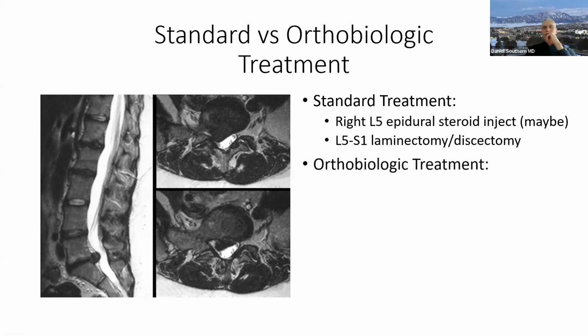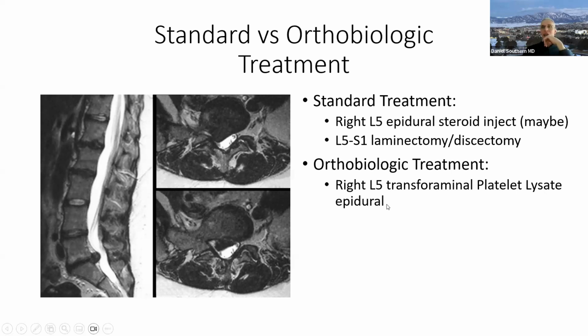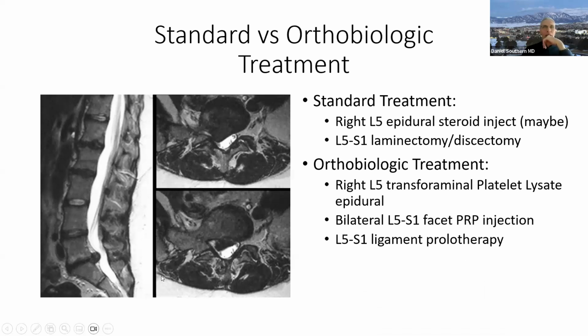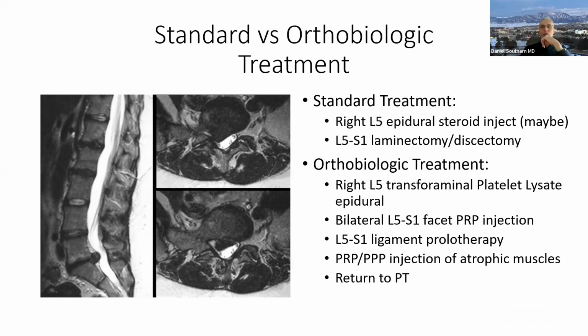What's the treatment in my office? The orthobiologic treatment would include a right-sided L5 across the foramen, transforaminal, platelet lysate epidural. It would include bilateral L5-S1 facet injections with platelet-rich plasma. It would include L5-S1 ligament prolotherapy to stabilize this degenerated, disturbed motion segment and give it more support. PRP, platelet-poor plasma, into the atrophic muscles. And finally, of course, a return to PT to strengthen those muscles and to buy time to let the body repair itself.